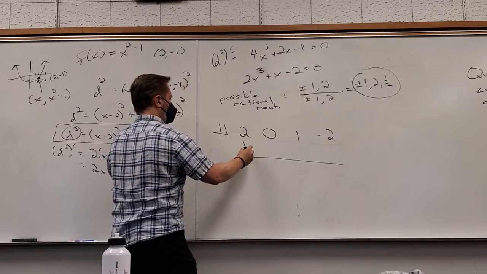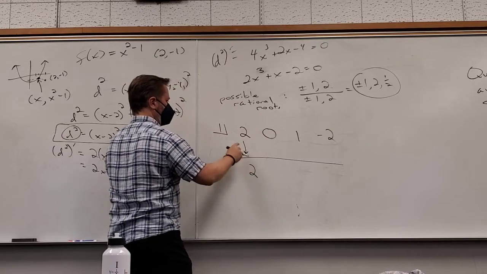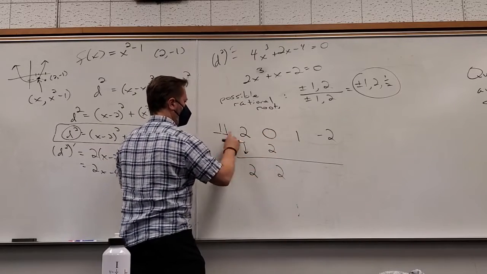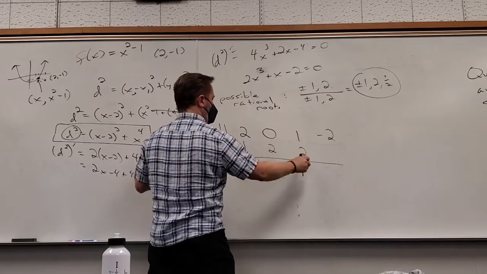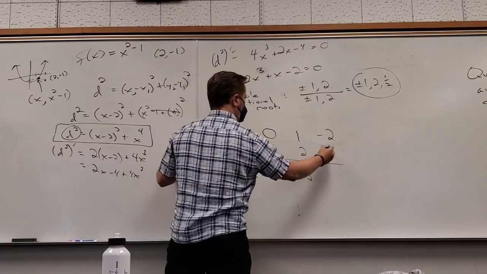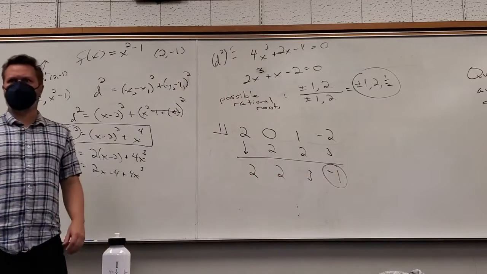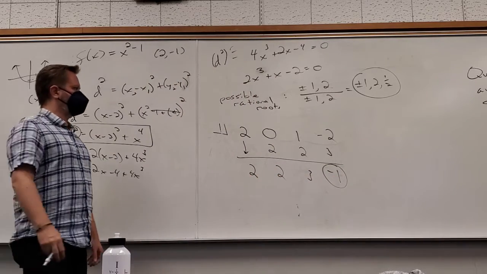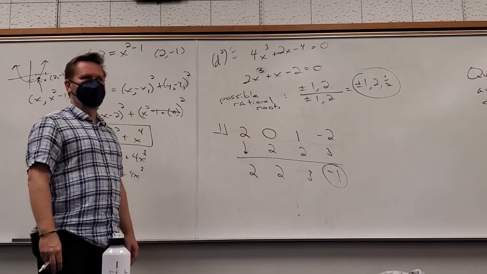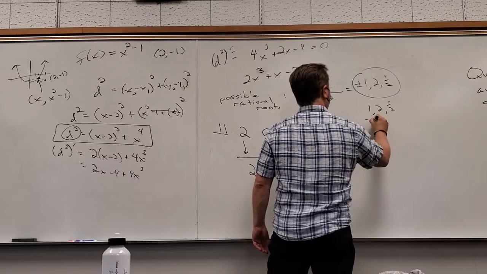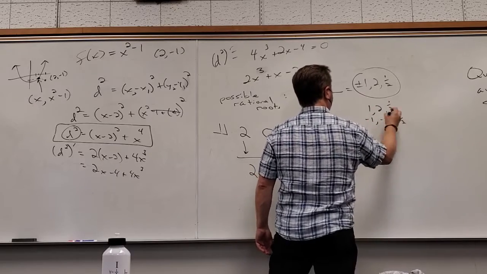So the way this works is you bring the 2 down. 1 times 2 is 2. Add. 1 times 2 is 2. Add. 1 times 3 is 3. Add. This is the remainder. Did it go in evenly? No, so that didn't work. Let me keep track of this. We've got 1, 2, 1/2, -1, -2, -1/2. 1 didn't work.